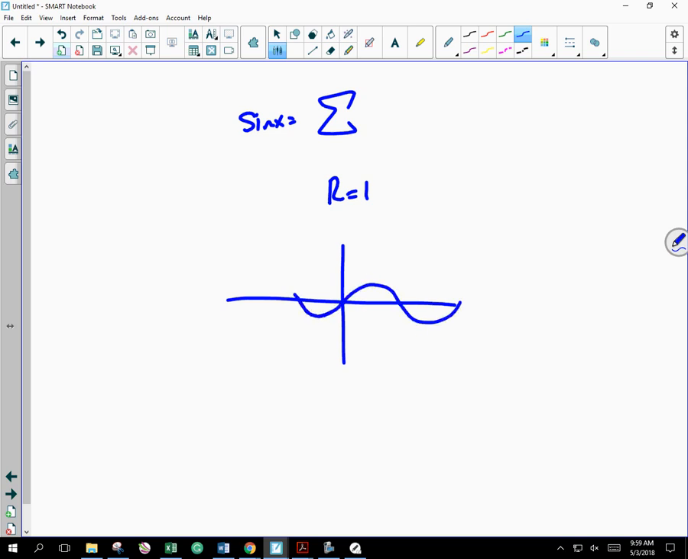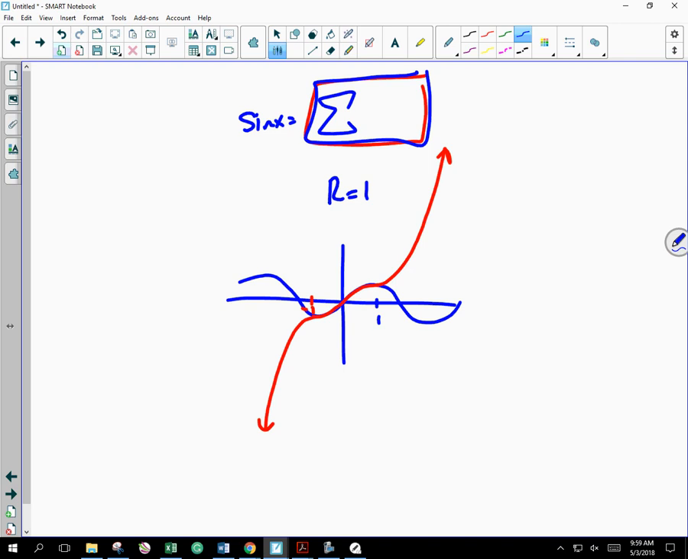Let's see if I have a radius here. And the radius would be 1. What we just got was infinity, right? So what did that mean? It means it's always going to be on top of this one, forever and ever. And the radius would be infinity. Okay? That makes sense?